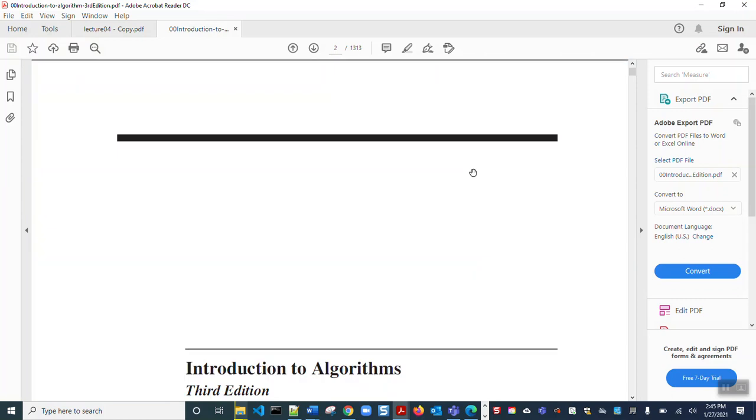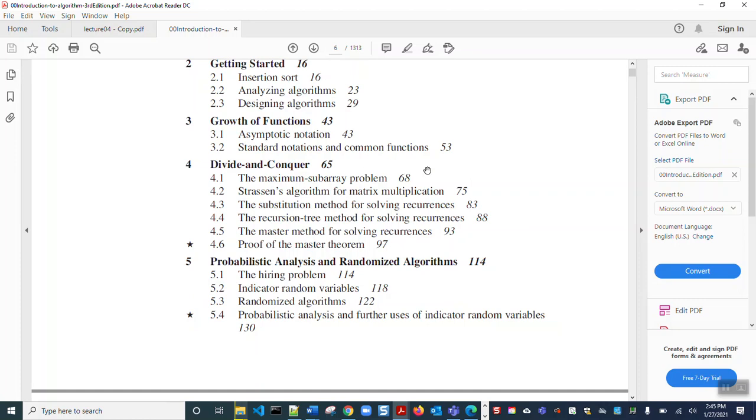then you will see, chapter 4 is divide and conquer. There are several topics in chapter 4, like the first one, the maximum subarray problem. Then the recursive algorithm for matrix multiplication, the substitution method for solving recurrences, the recursion tree method for solving recurrences, and the master method for solving recurrences.